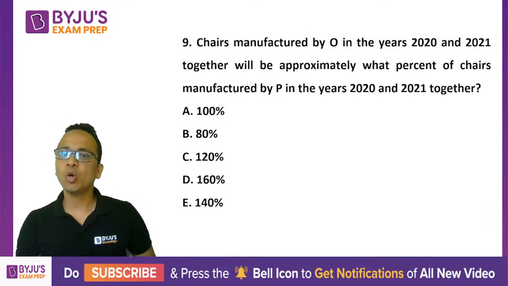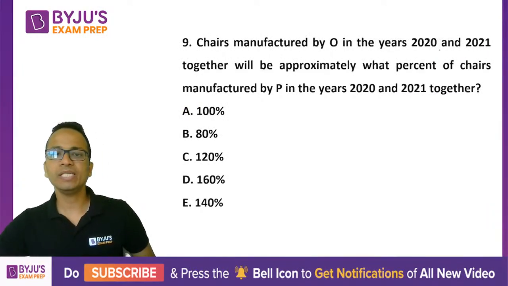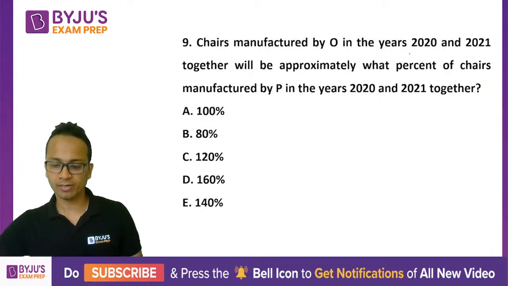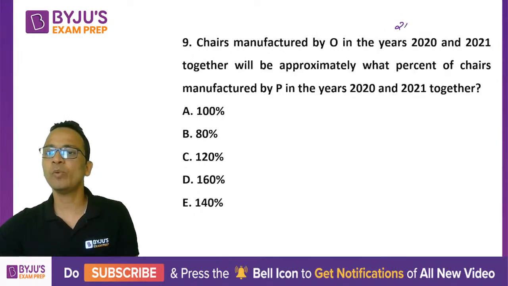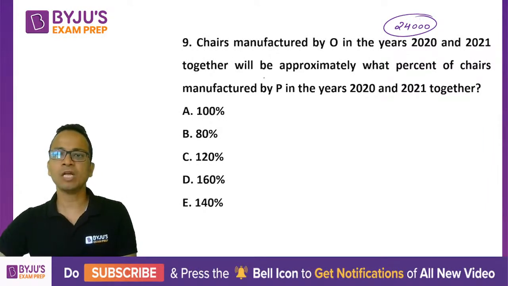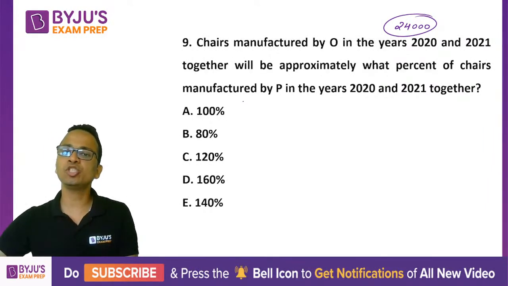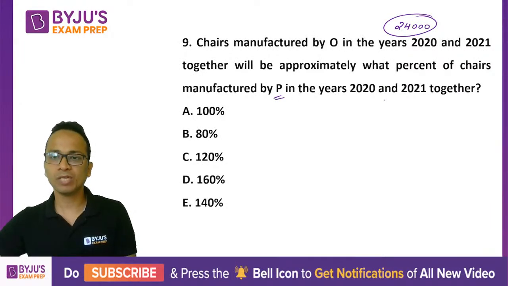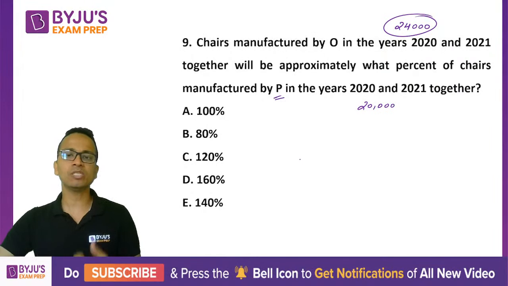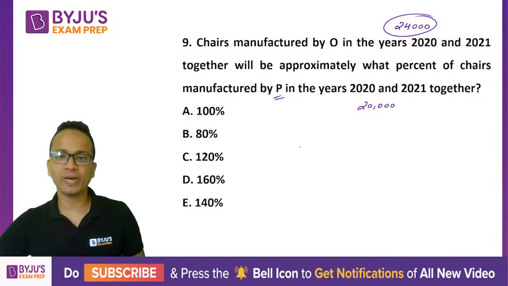Chairs manufactured by O in the years 2020 and 2021 together. So O in these 2 years together, 14,000 and 10,000. So it is 24,000. Fine, the first number is 24,000. Will be approximately what percentage of the chairs manufactured by P in these 2 years? So P in these 2 years is 8,000 plus 12,000. That is 20,000. So we need to find out 24,000 is what percentage of 20,000.